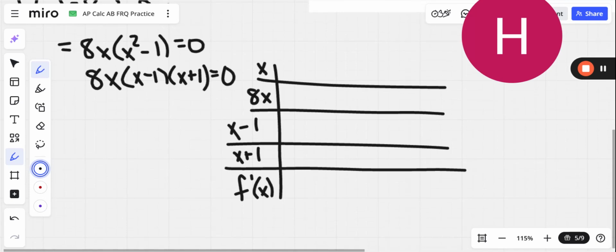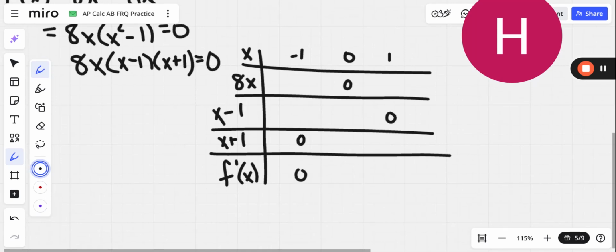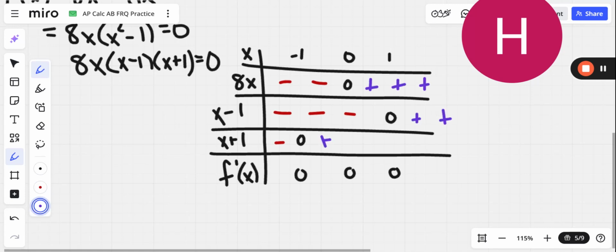And we have our zeros as follows. At x equals 0, at x equals -1, and at x equals +1. Of course, the product is 0 whenever any of these rows, which represent the factors, are 0. And as usual, the value of these is negative on the left and positive on the right of the zeros, respective zeros.